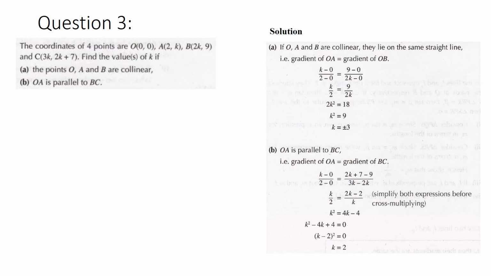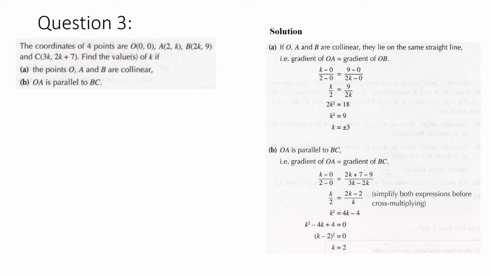Question 3 now. The coordinates of 4 points are O(0, 0), A(2, k), B(2k, 9) and C(3k, 2k plus 7). We need to find out the values of k for the following cases. A part, the points O, A and B are collinear. B part, OA is parallel to BC. See its solution now.